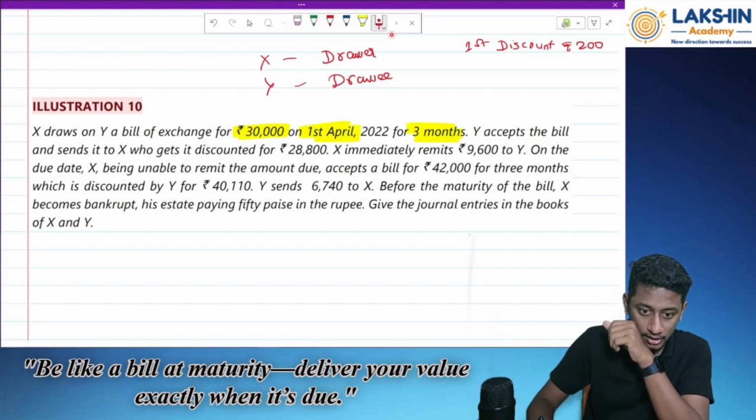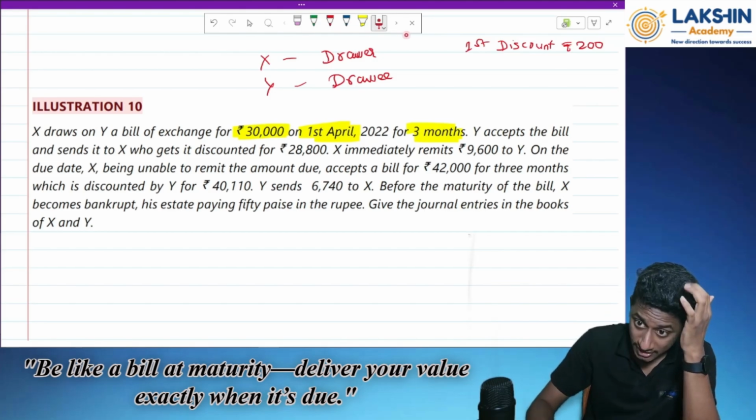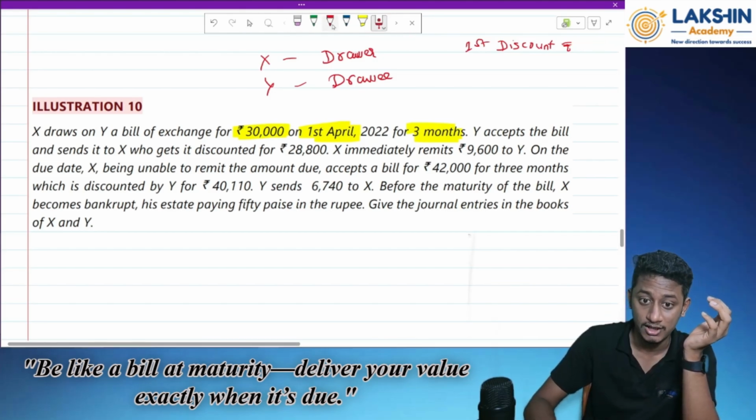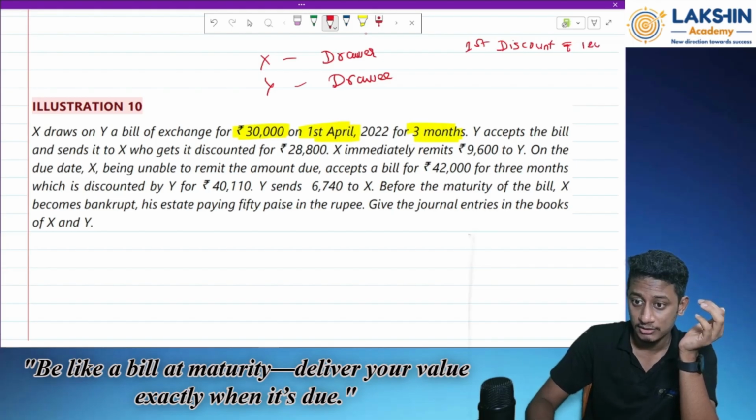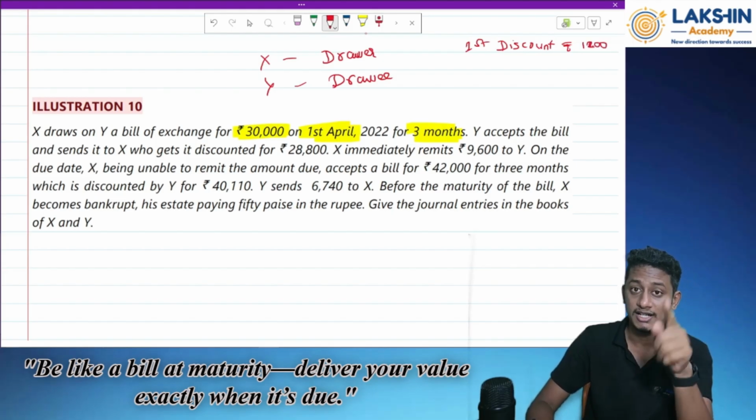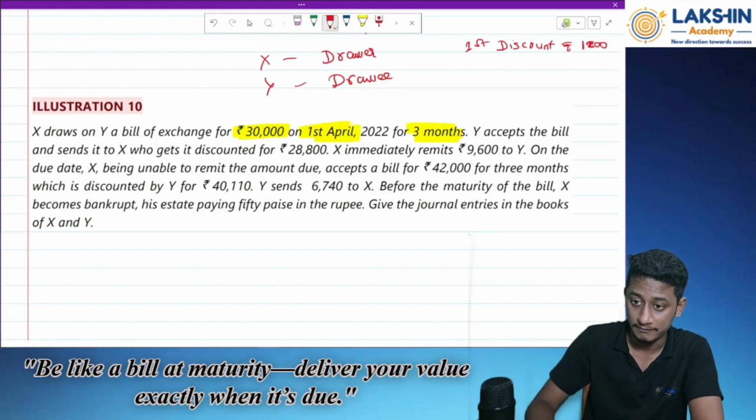Okay, I think I have made a small mistake. Okay, just a minute. It is not 200, it is 1,200. 30,000 minus 28,800 will be 1,200 rupees. Okay, fine. Let's move ahead.